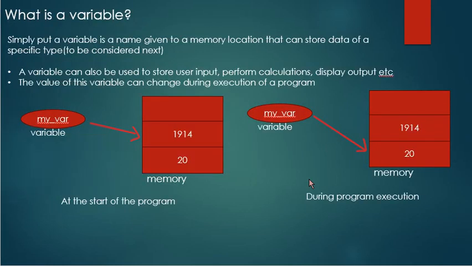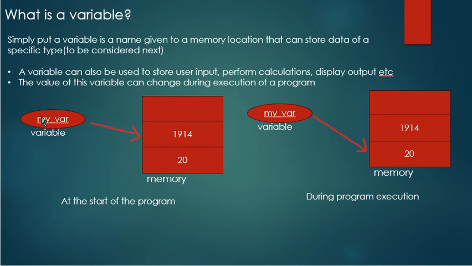Now, what is a variable? Well, simply put, a variable is a name that's given to a memory location that can store data of a specific type. So we're going to look at the different types that we have in C in a few minutes from now. So a variable can also be used to store user input, perform calculations, as well as display output, and many other different things. So the value of this variable can change during execution of a program.